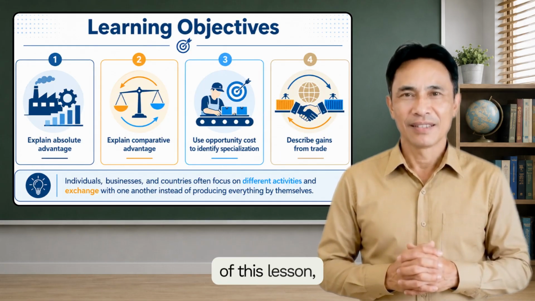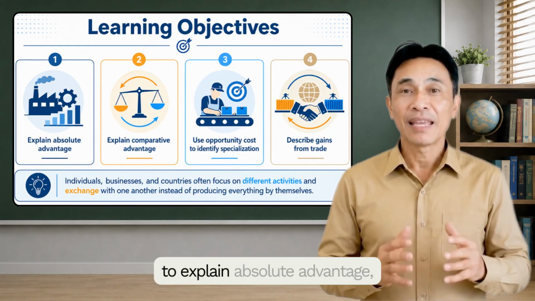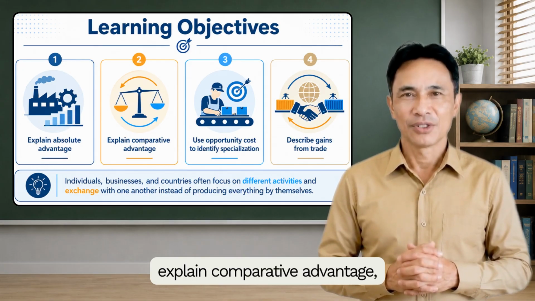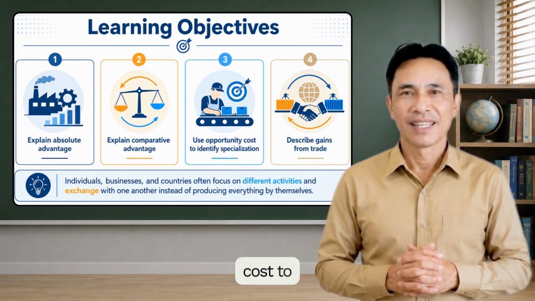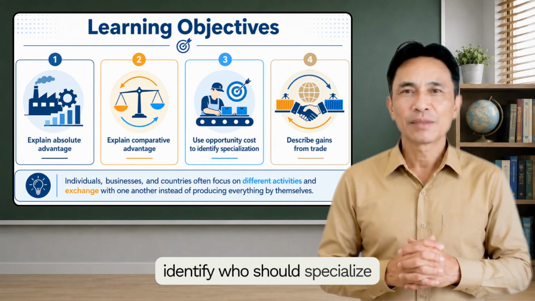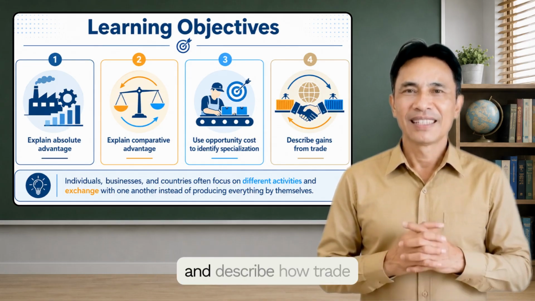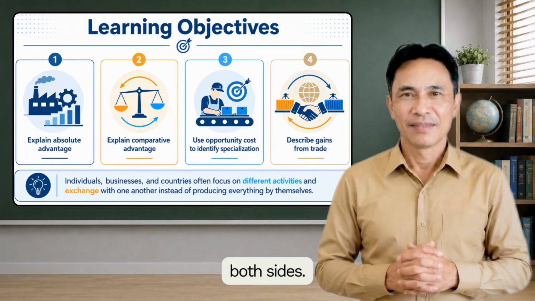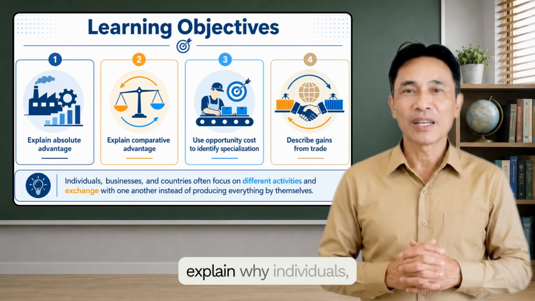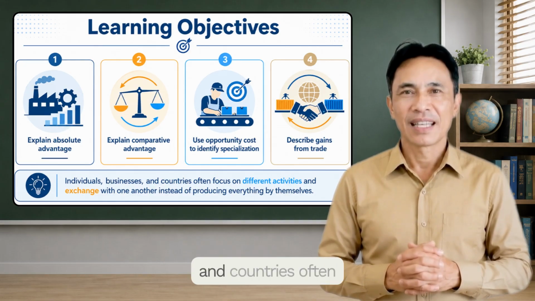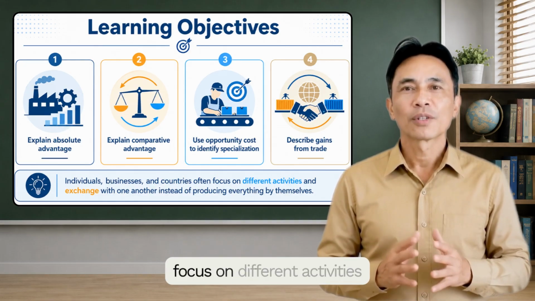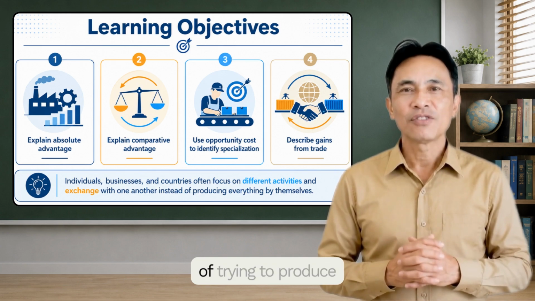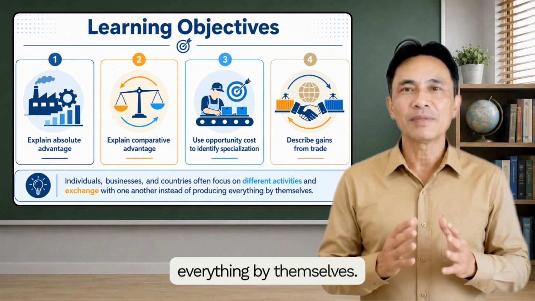By the end of this lesson, you should be able to explain absolute advantage, explain comparative advantage, use opportunity cost to identify who should specialize in each good, and describe how trade can create gains for both sides. These ideas help explain why individuals, businesses, and countries often focus on different activities and exchange with one another instead of trying to produce everything by themselves.